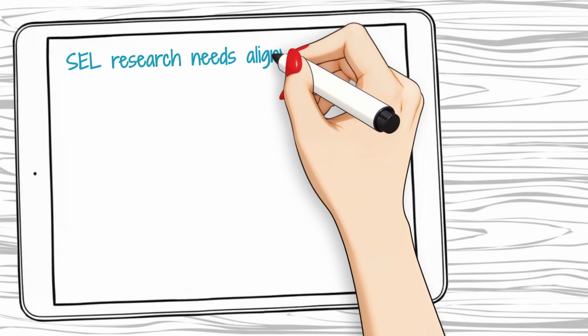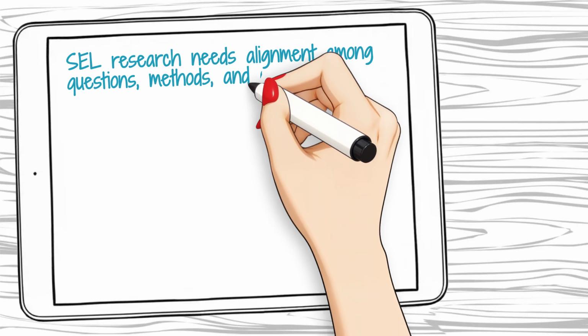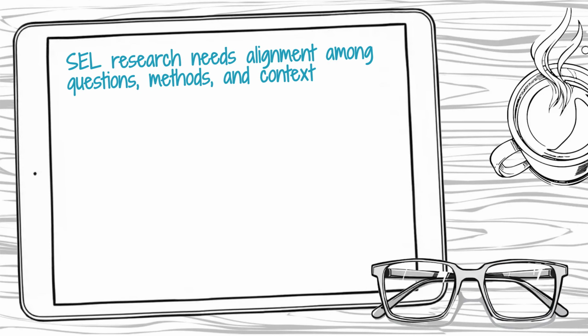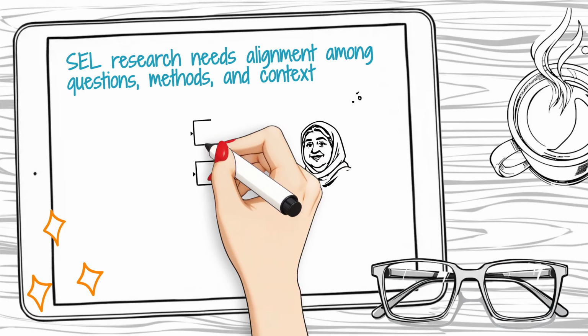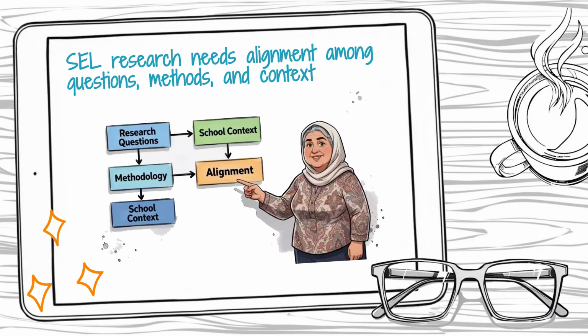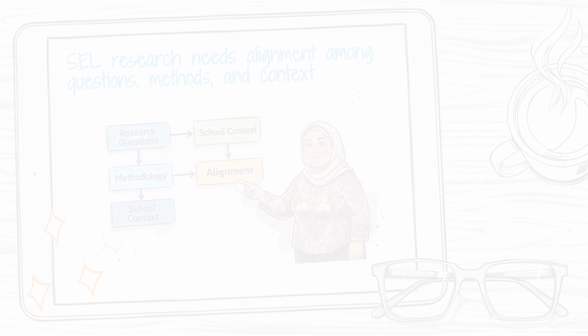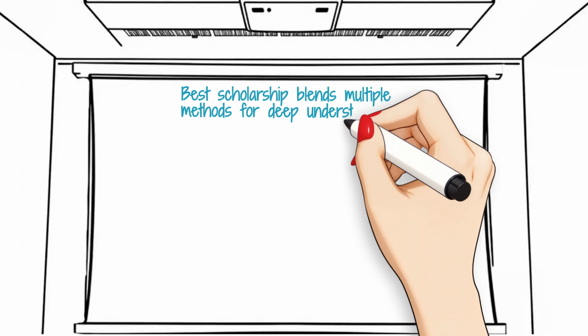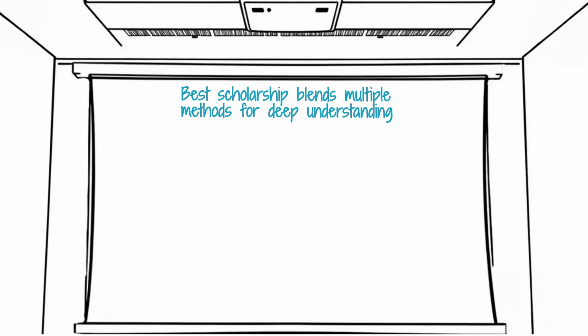Taken together, SEL research methods require alignment among the research questions, methodology, and the broader school context. Strong methodology includes clear operational definitions, valid and reliable measures, culturally responsive design, and attention to implementation integrity. The most persuasive scholarship integrates multiple methods, allowing researchers to document both measurable change and meaningful human experience.